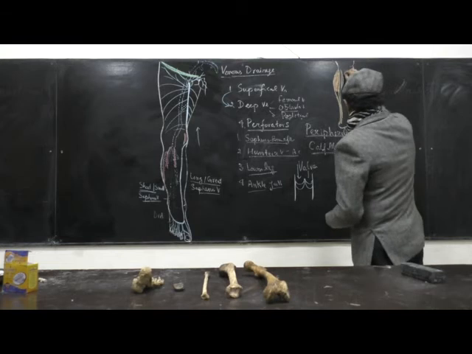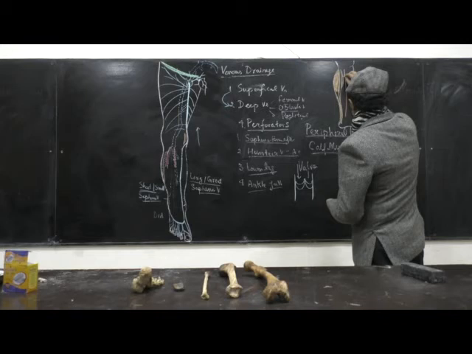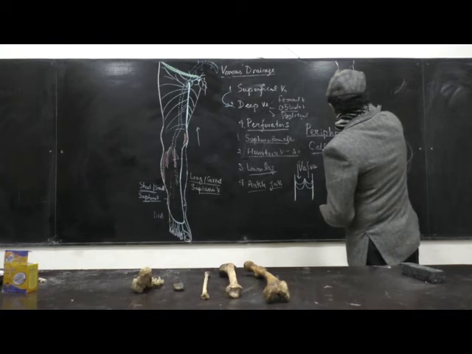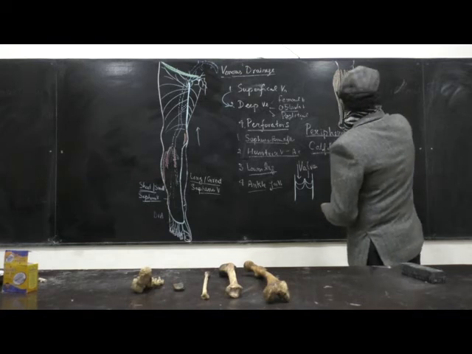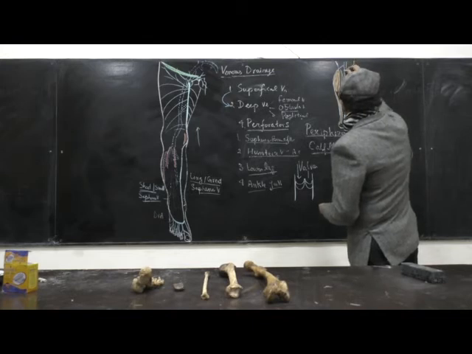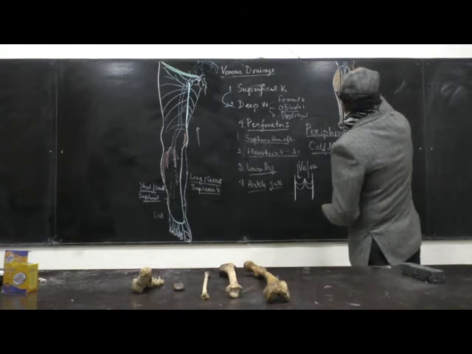So the deep veins accompanying the posterior tibial artery, that is the vena comitans, and the superficial vein, that is the short saphenous vein, which opens in the middle of the popliteal fossa into the popliteal vein, formed by the union of the anterior vena comitans from the anterior tibial artery and from the posterior peroneal artery.